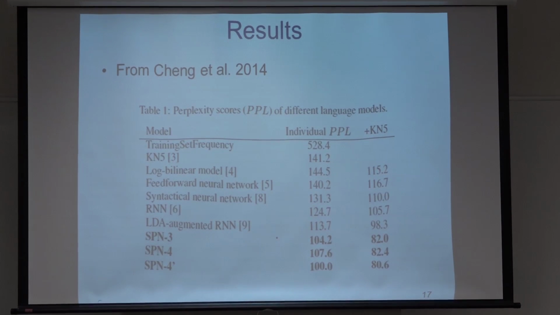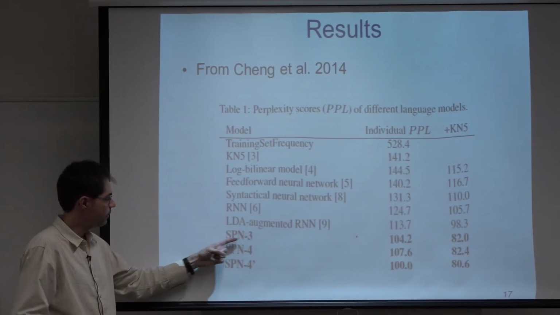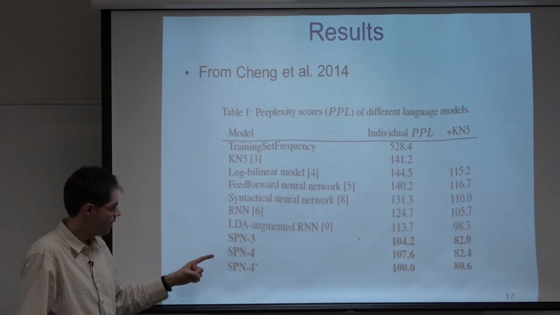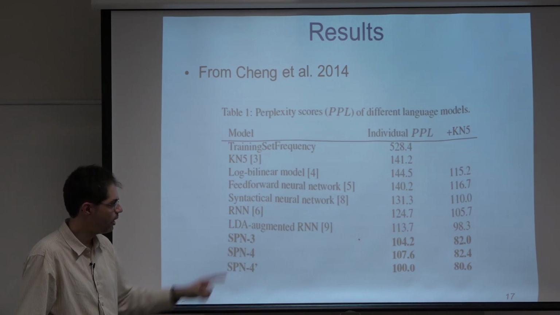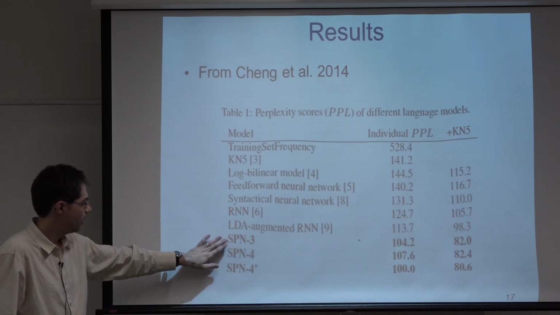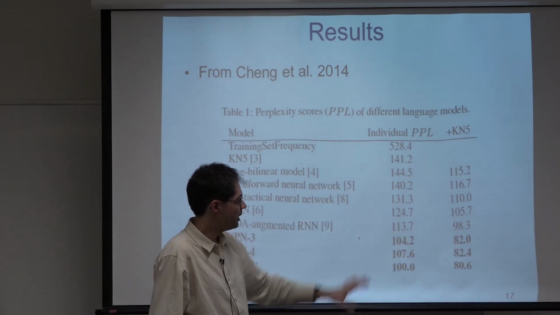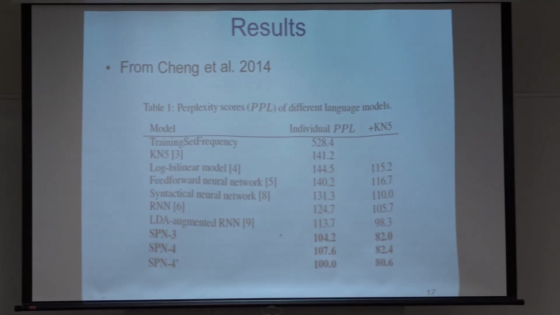Okay, and here are some of the results that they obtained. So they did it considering the past 3 words and past 4 words, and here I believe this is a weighted combination of those 2 models. Okay? So they measured perplexity, which is related to the likelihood of the data, where here lower is better.